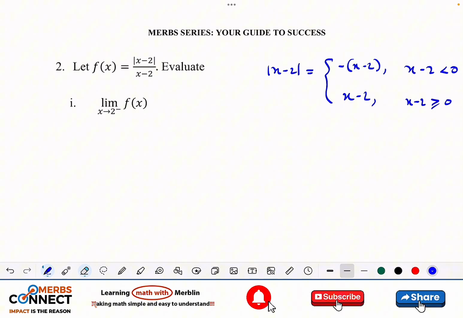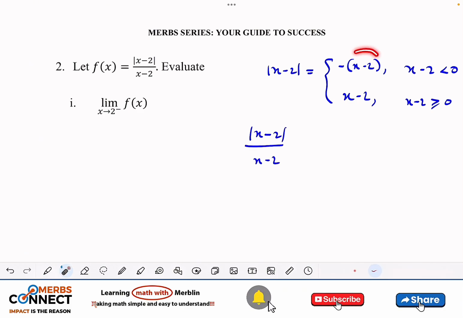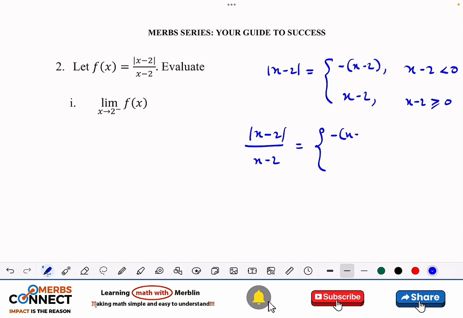Now, when I'm done, I'm not done because I need to form the function here. So you can see that the function here is absolute of x minus 2 divided by x minus 2. So I'm going to divide this one by x minus 2. So let's do that. I'm going to have absolute of x minus 2 divided by x minus 2. So I need to do the same thing to this function and this function too. So I'm going to have this, which is minus x minus 2 divided by x minus 2.